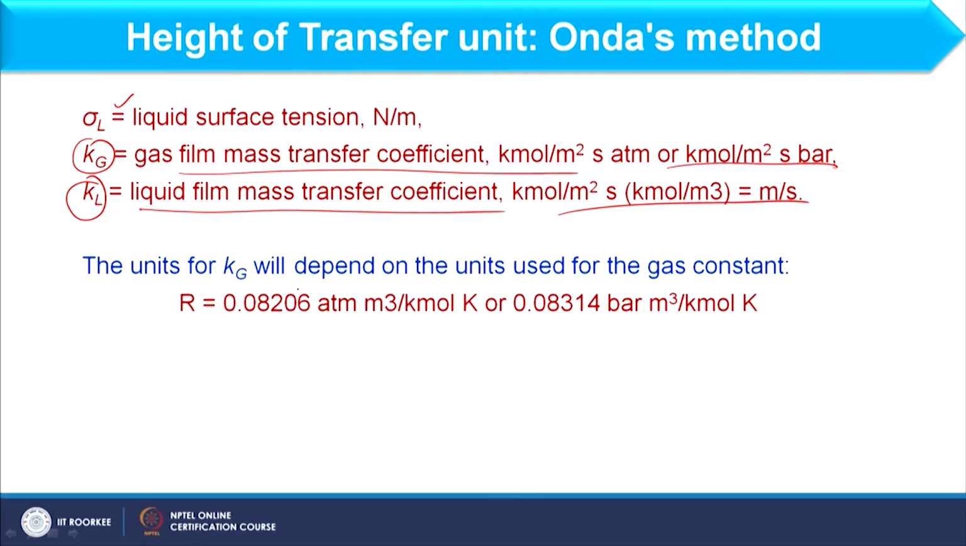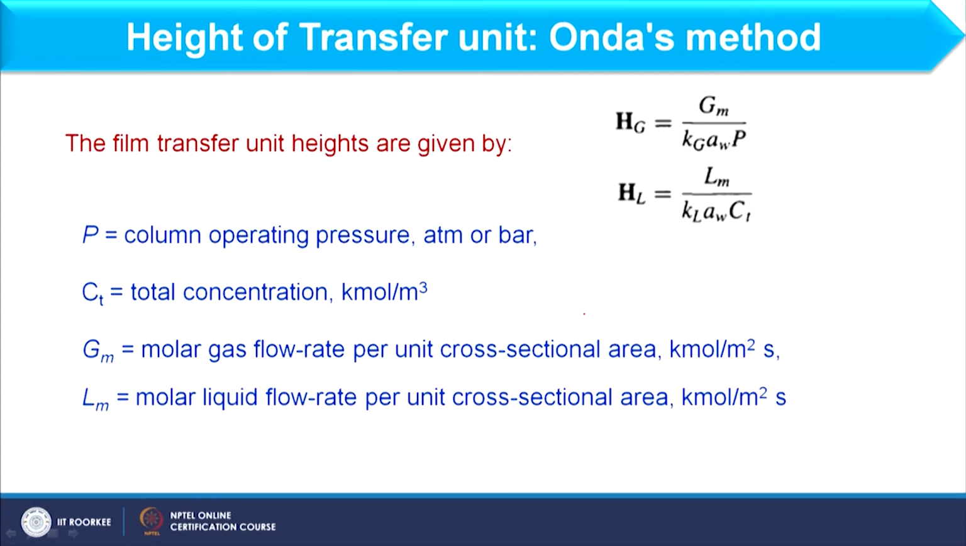The unit of Kg will depend on the units used for the gas constant, and the gas constant should be equal to 0.08206 atm meter cube per kilomole Kelvin, and you can consider this value also. Okay.